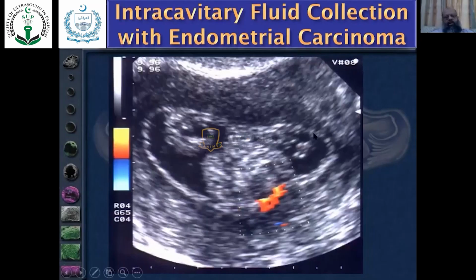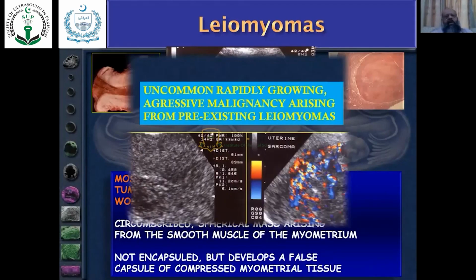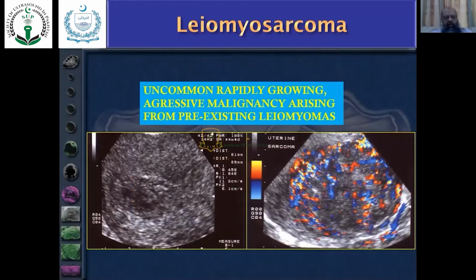Intracavitary fluid collection. All of this is the endometrium. By TVS, we can see there is fluid with a mass, which was a carcinoma. These are again different slides of leiomyomas, the fibroids. This is submucosal. Then we can have leiomyosarcoma, fibroid having malignant changes.